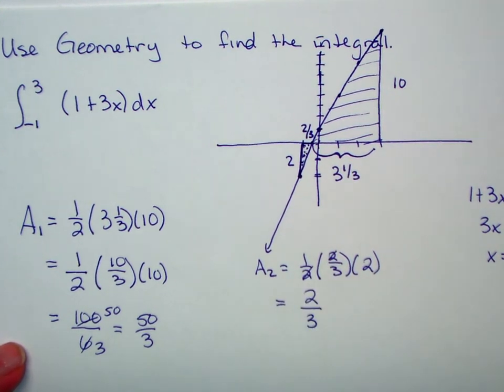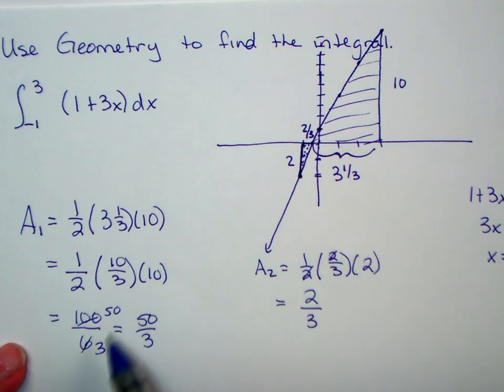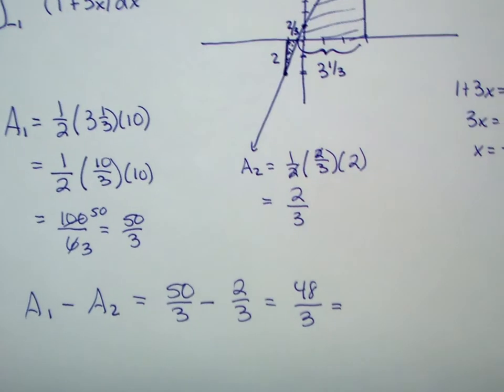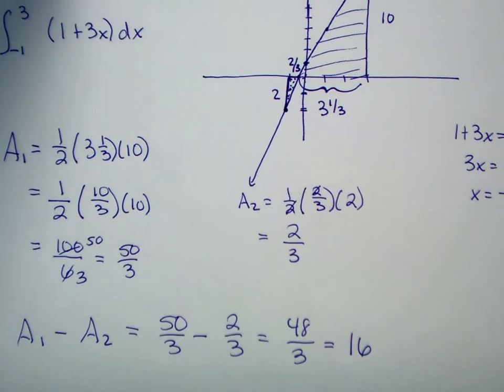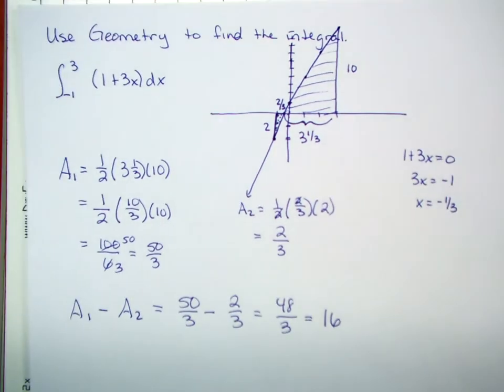Okay? So the integral here using geometry, we're going to do the area above the x-axis minus the area below the x-axis. So a sub 1 minus a sub 2, 50 thirds minus 2/3 is 48/3. Oh, thank God that worked out. All right, 48/3 is 16. All right, so we can use geometry to calculate these areas as well.